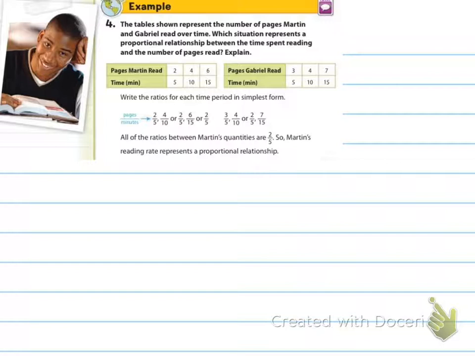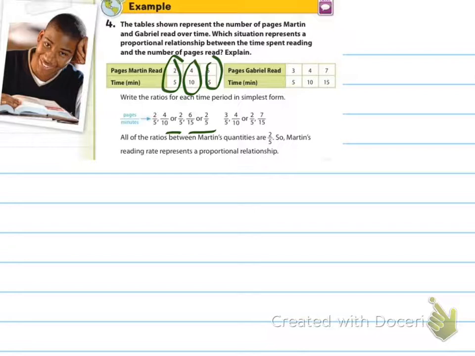And so what we need to look at is if we change each of these and we simplify them, do they come out to the same amount? Well, 2/5 is 2/5. That's as good as it's going to get. 4/10 would be simplified to 2/5. And then 6/15 would be simplified to 2/5.